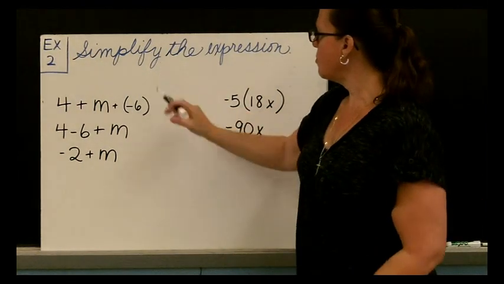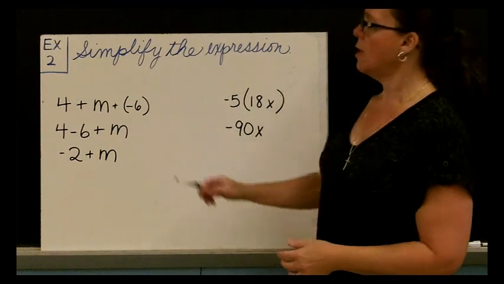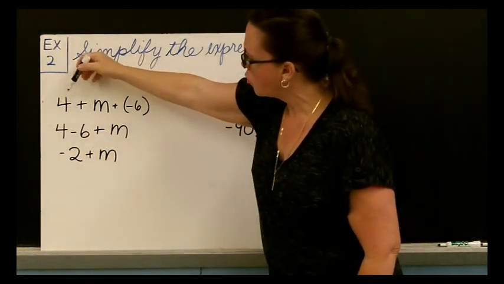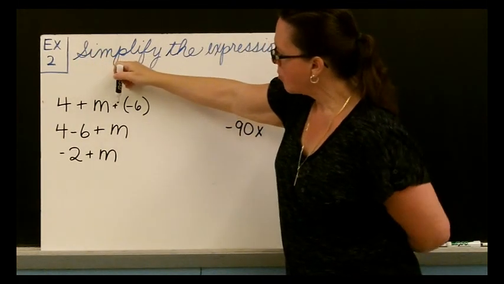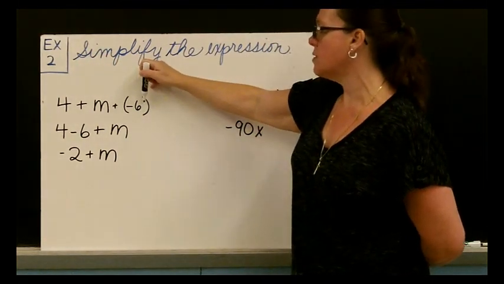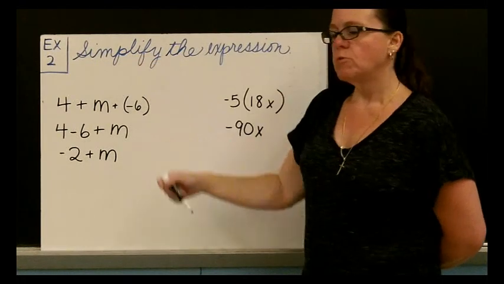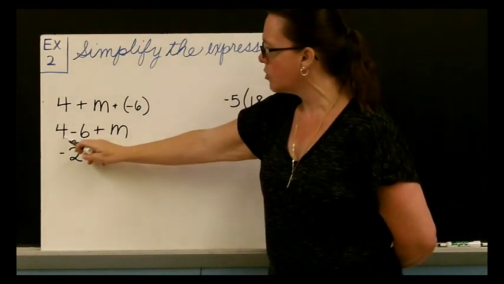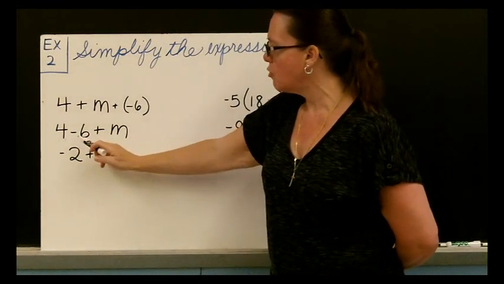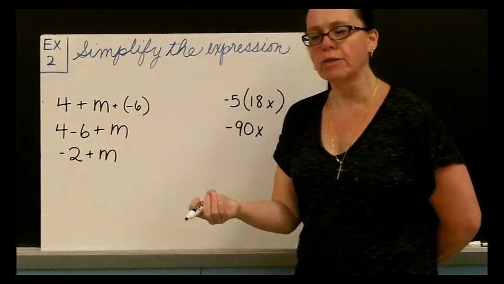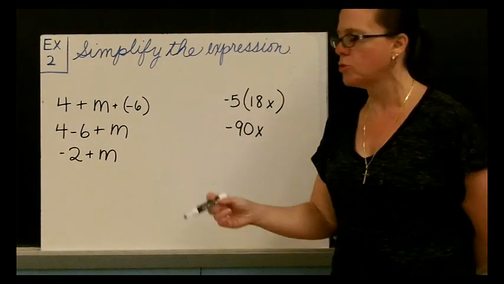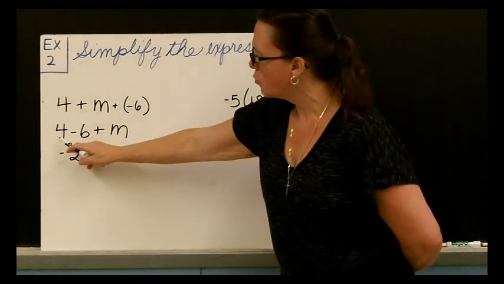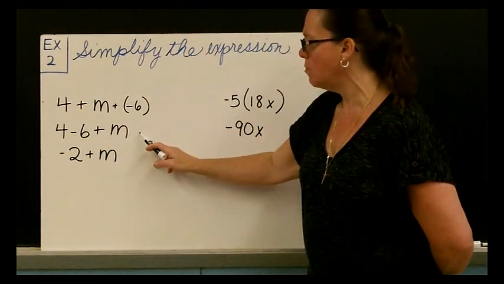Okay, now, for example 2, simplify these expressions. If you take a look at this first one, I've already done all the math. We have a positive 4 and a positive m, and we're combining that with a negative 6. So in using the commutative property of addition, I moved this negative 6 closer in proximity to the positive 4 because I know that I can combine those two terms given that they're integers. So my next expression becomes 4 minus 6 plus m.